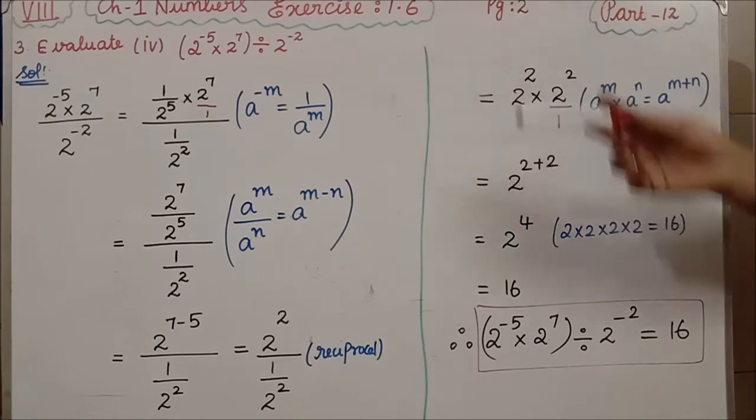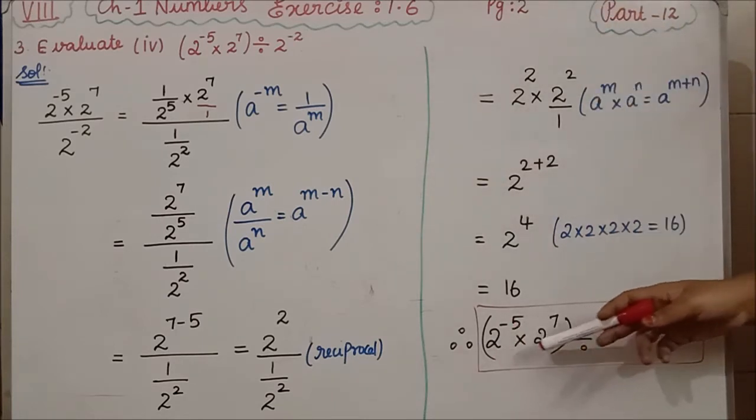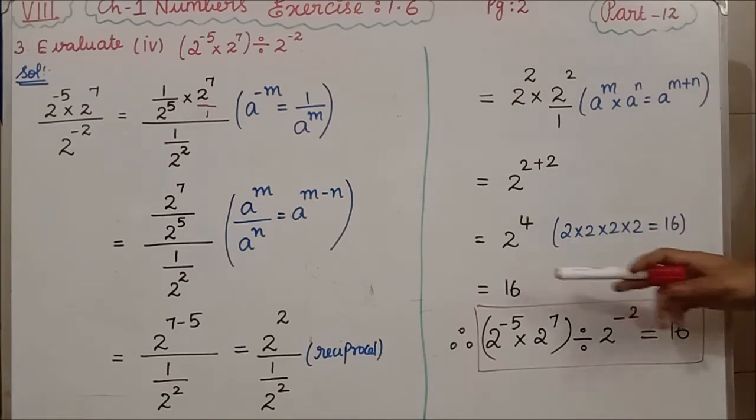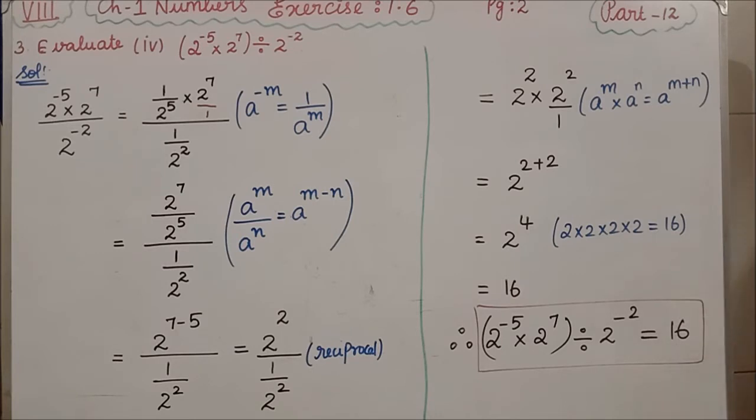Okay, so I have written the question. 2 power minus 5 into 2 power 7 divided by 2 power minus 2 is equal to what answer we have got here? 16. So that we have to write. Clear students, all of you?